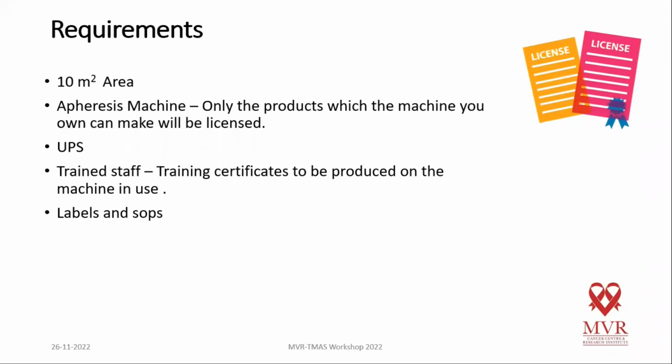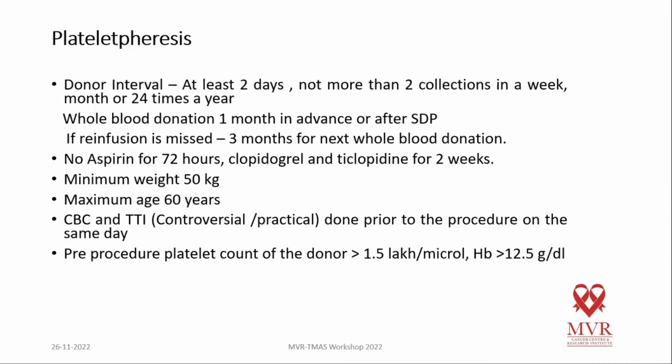So the UPS supply has to be there. Trained staff: a training certificate has to be produced on the machine in use. So whichever staff is planning to use a machine, you will have to have a specific training certificate issued for that particular equipment, and labels and SOPs also have to be provided at the time of inspection.